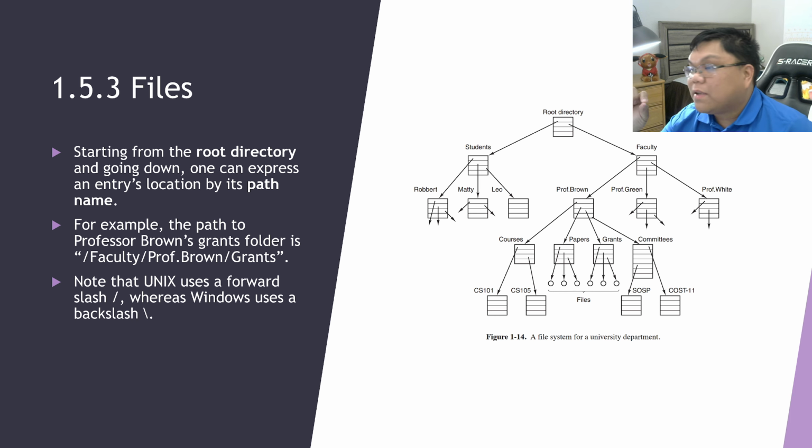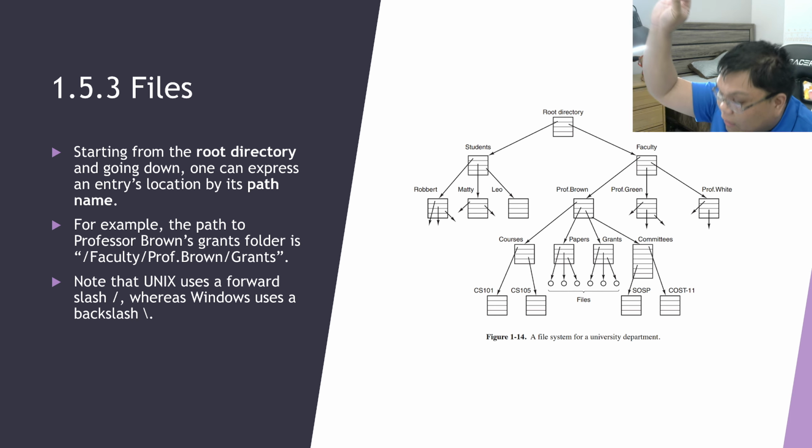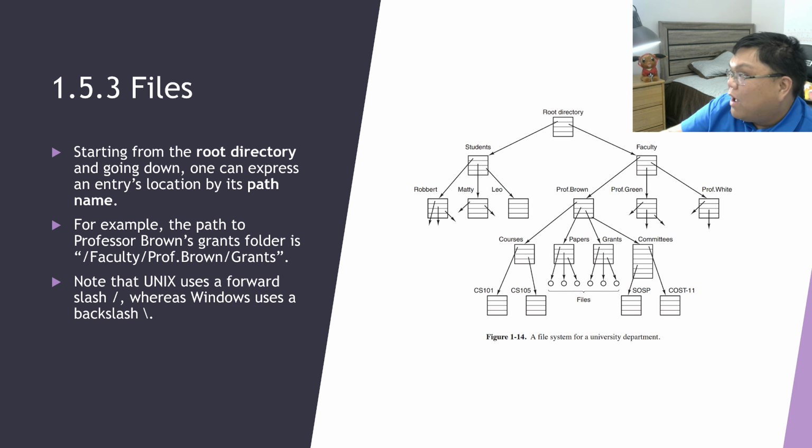So we have a special directory at the very top of the tree. I guess it's the bottom, because for some reason trees in computing grow downwards rather than up. Starting from the root directory and going down, you can find a path that goes from the root to a specific file. For example, the path that leads to Professor Brown's grant folders would be /faculty/prof.brown/grants. And that's us starting from the root directory.